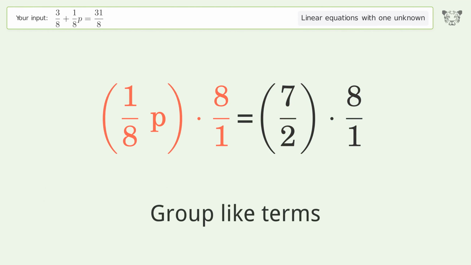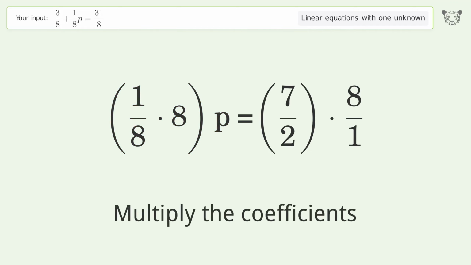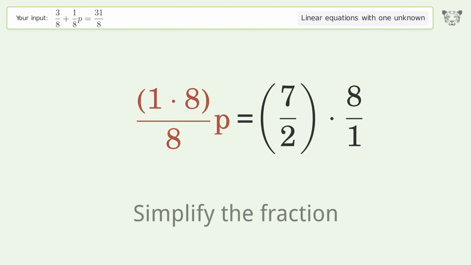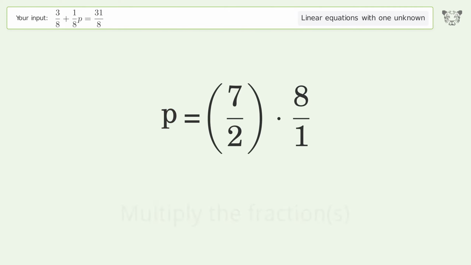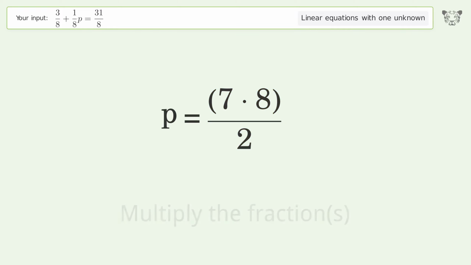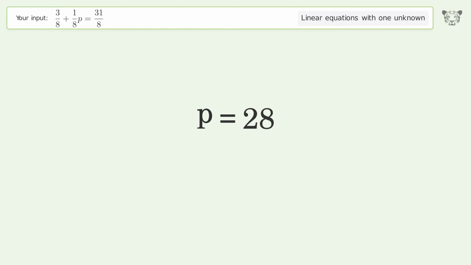Group like terms. Multiply the coefficients. Simplify the fraction. Multiply the fractions. Simplify the arithmetic. And so the final result is p equals 28.